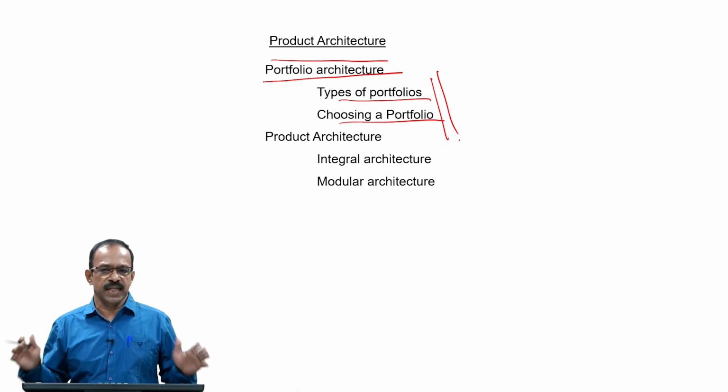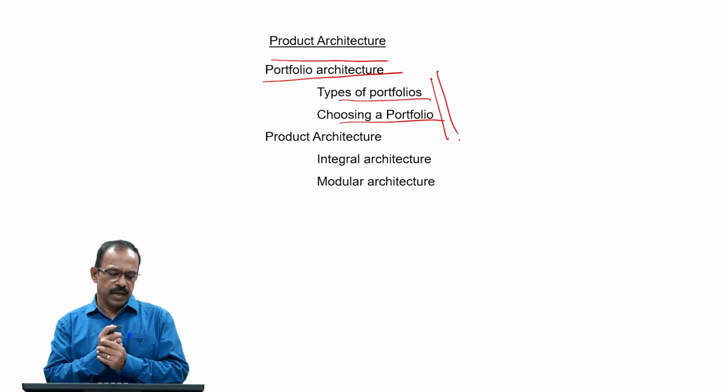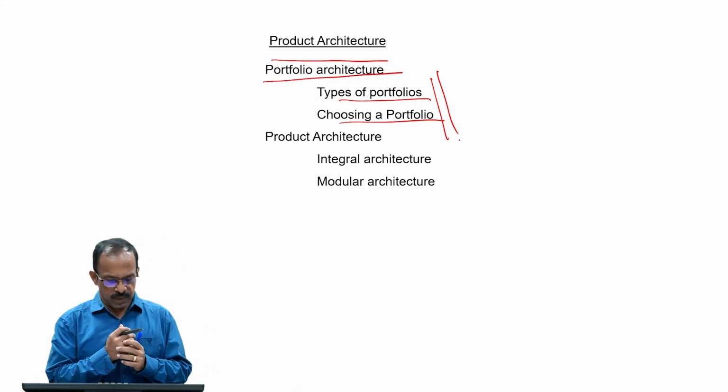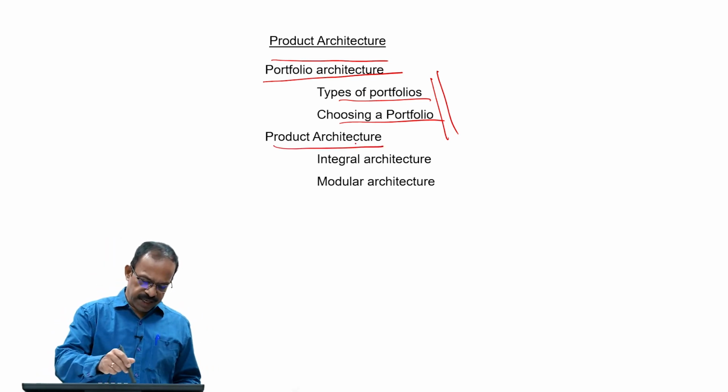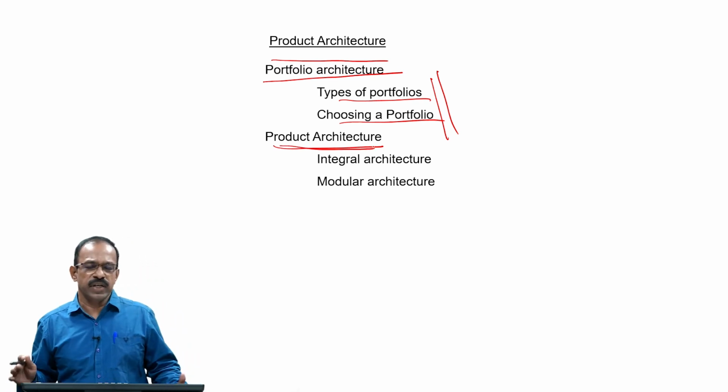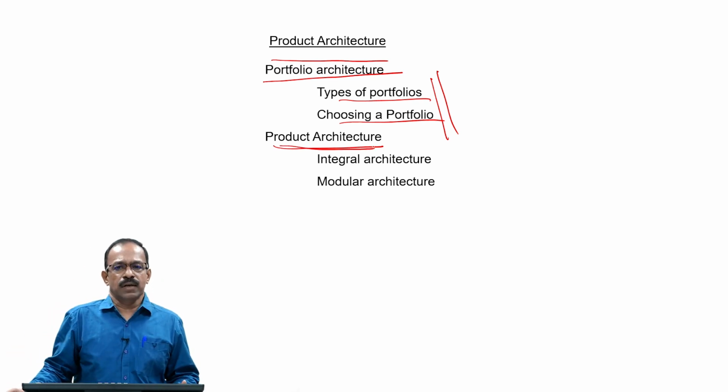So, portfolio is basically the family of products coming in a particular product category. And then we go for the product architecture. Product architecture is how the individual product is to be developed, or in what way the individual product features are to be provided or arranged in a product, is known as the product architecture.